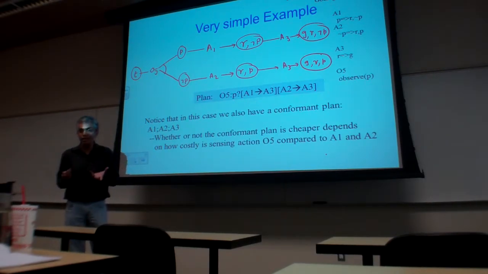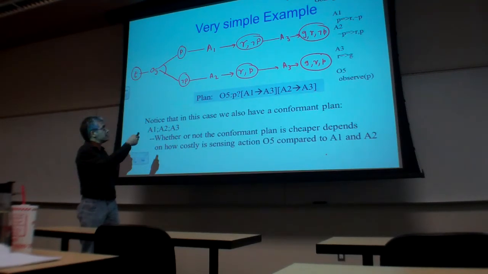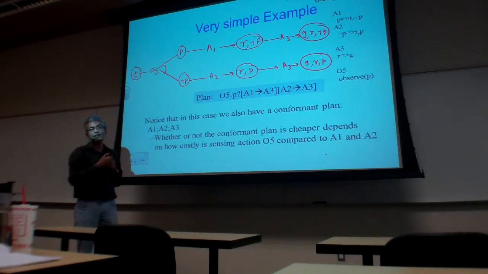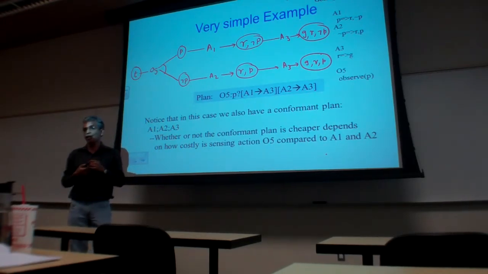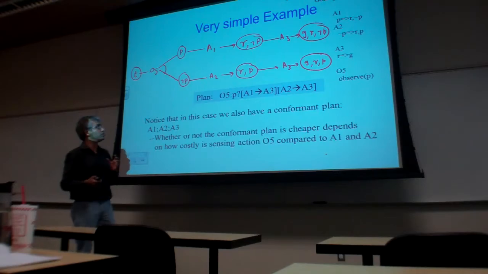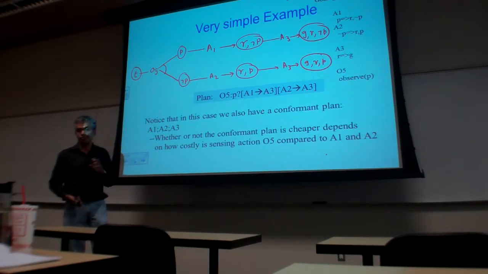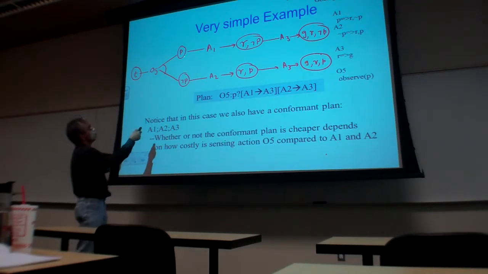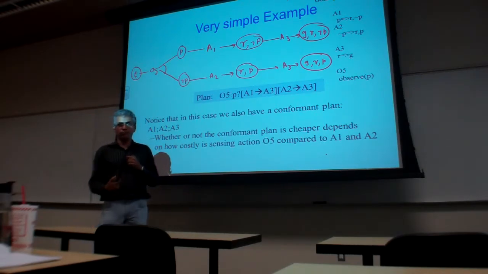Because O5 basically observes P, right? And so this is still in the thinking time. So you would either have a belief state where P is true and a belief state where not P is true. And which is which? Because O5 tells you at runtime. Now you need to take both of these to the goal.